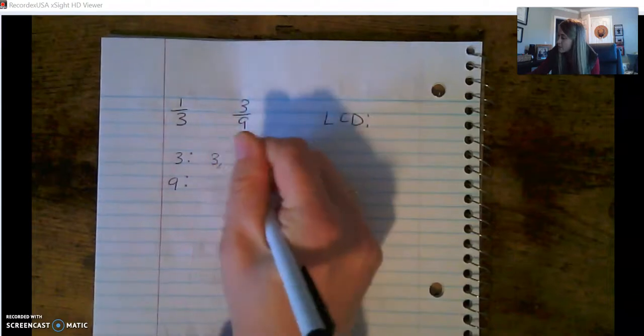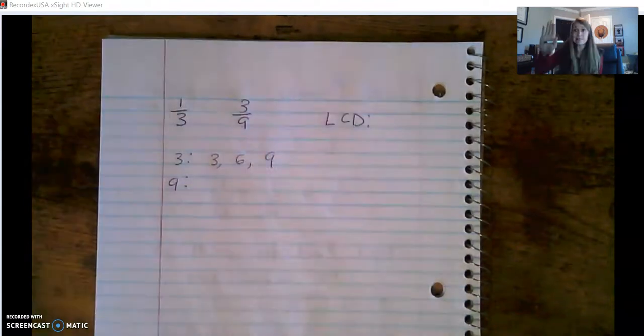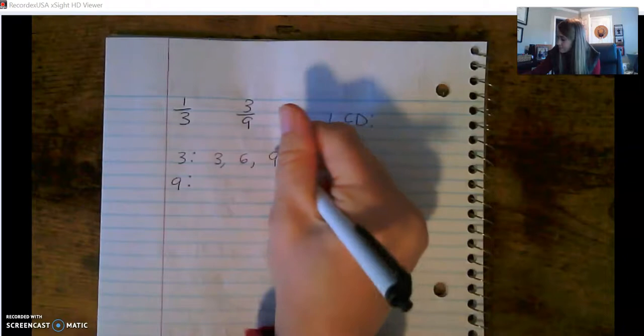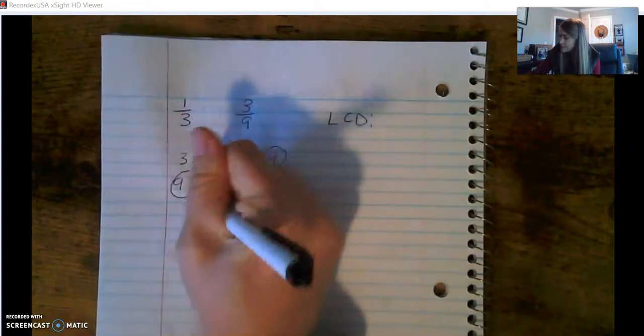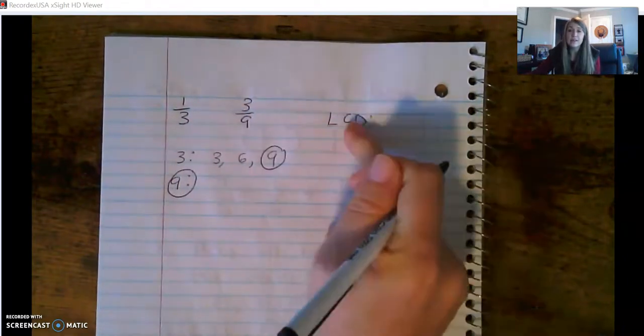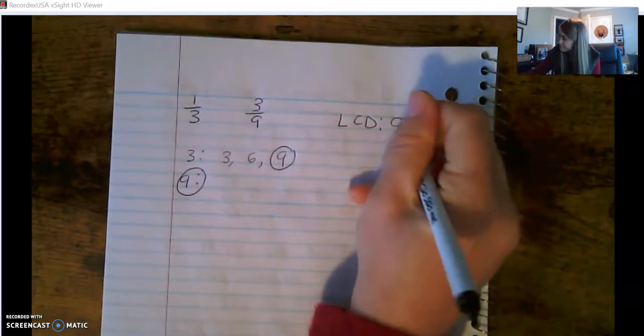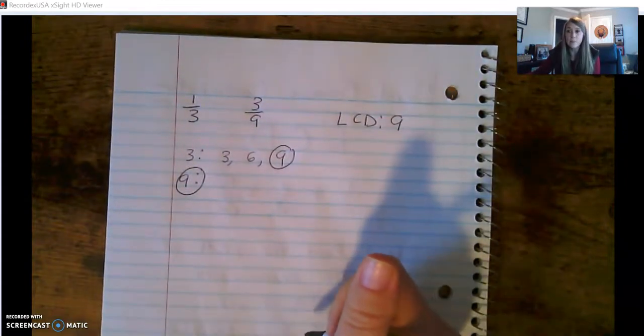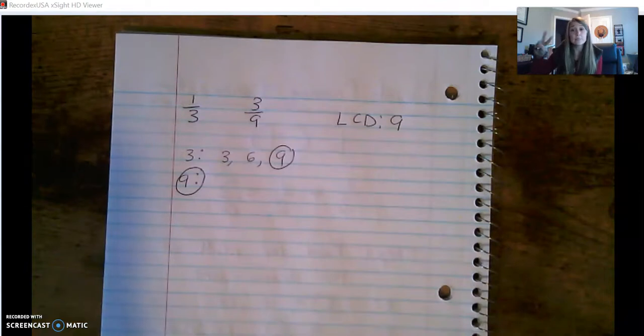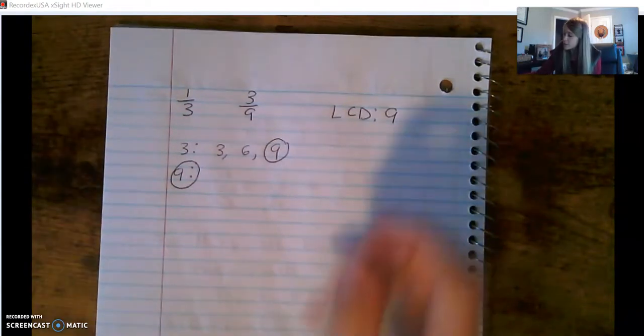All right, let's find the multiples of 3. Here we go. 3, 6, 9. Stop! We found it. That was easy. Didn't even have to do any multiples for 9. The LCD for 3 and 9 is 9. That's step 1. That was easy. Step 2, let's make our equivalent fractions.